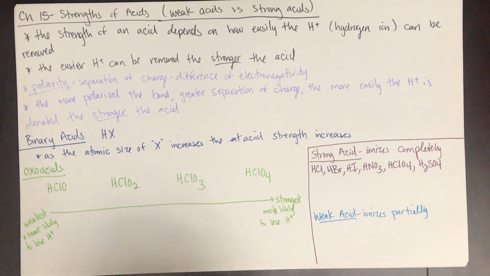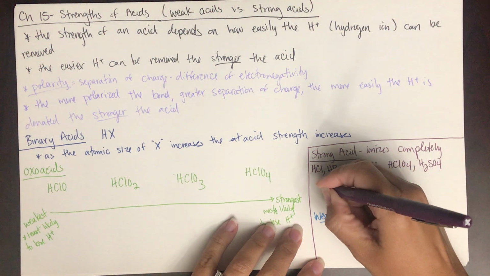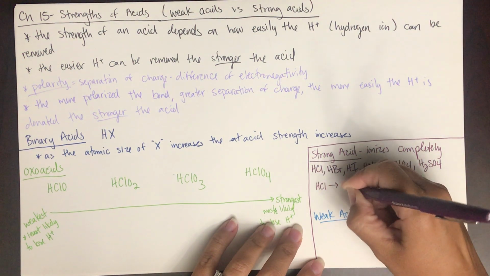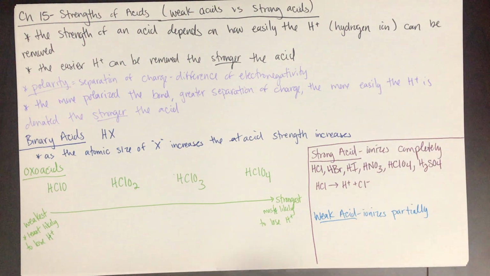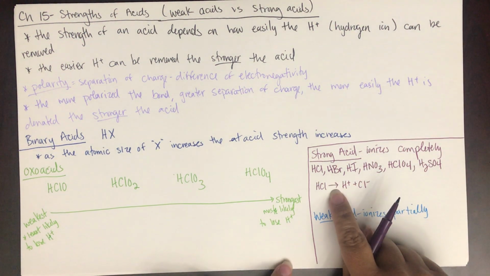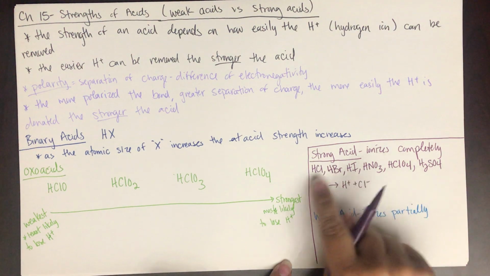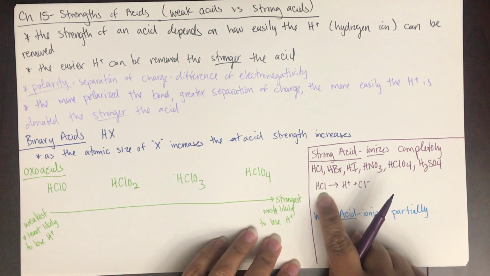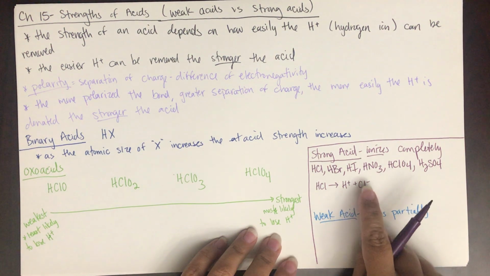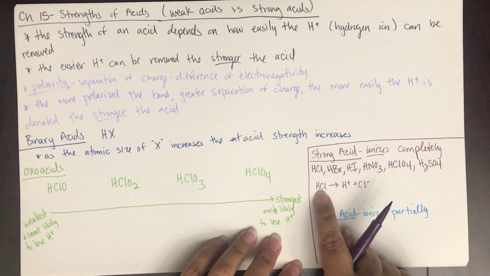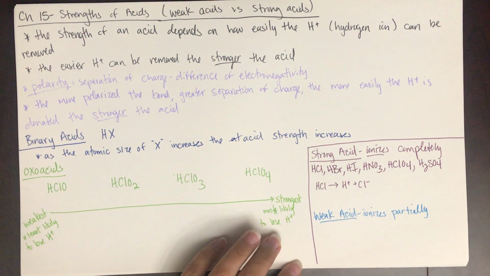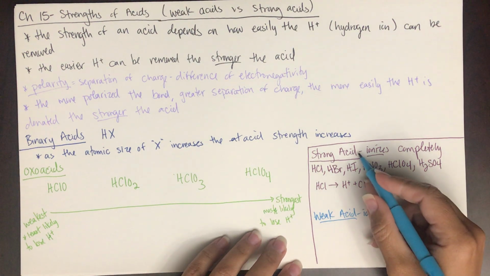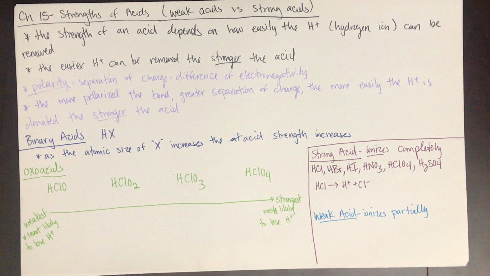So when I say it ionizes completely, what I mean is if you have HCl, it is going to break apart completely to H plus and Cl minus. This is a single-sided arrow. It is not in equilibrium. It ionizes completely. Ionizes just means breaks apart. Another word that you will hear kind of interchangeably with ionizes is dissociates. It just means breaks apart. So this ionizes completely. Everything that is not a strong acid ionizes partially.